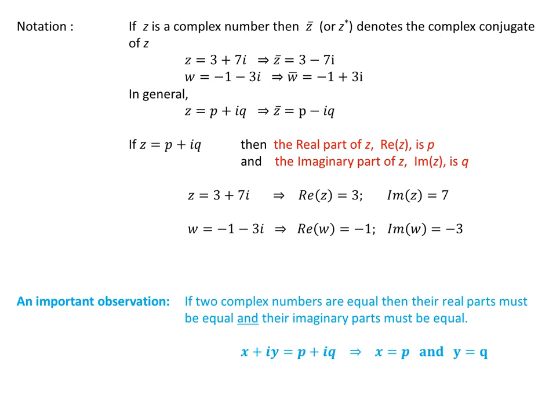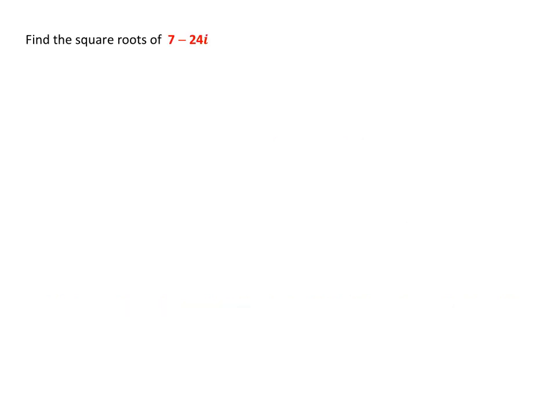So let's now start looking at some algebra related to complex numbers. We've seen how to add, subtract, multiply and divide complex numbers. We haven't yet determined a method of finding the square root of a complex number. So we'll start with doing that. We're going to try and find the square root of 7 minus 24i. So let's suppose that u plus iv is a square root of 7 minus 24i, where u and v are real numbers.